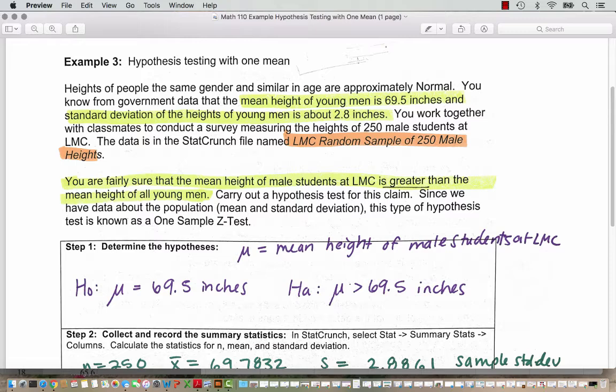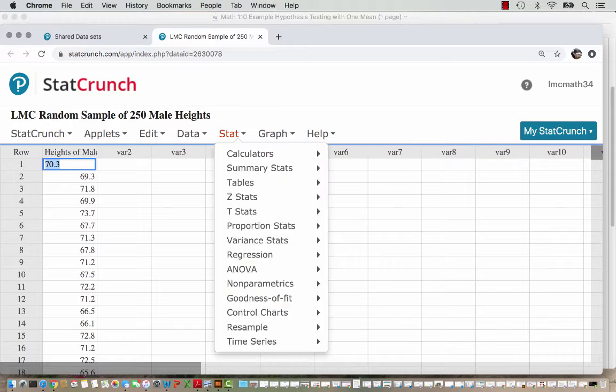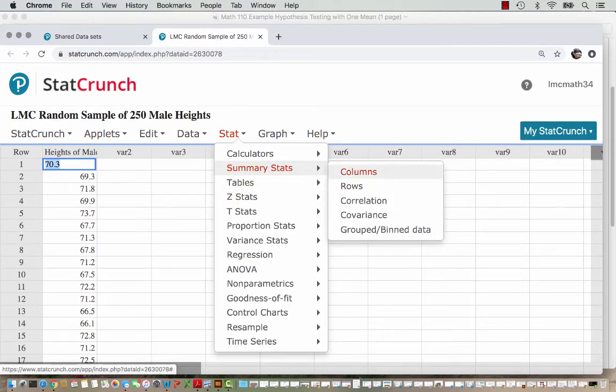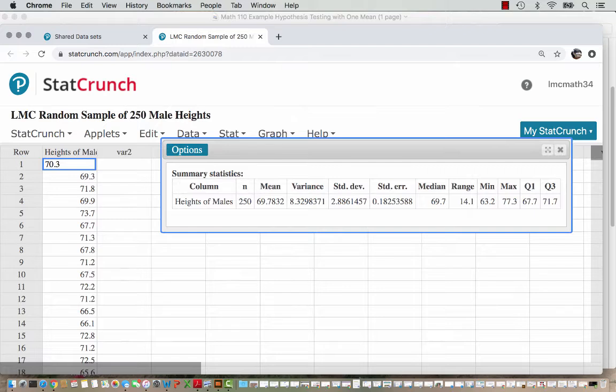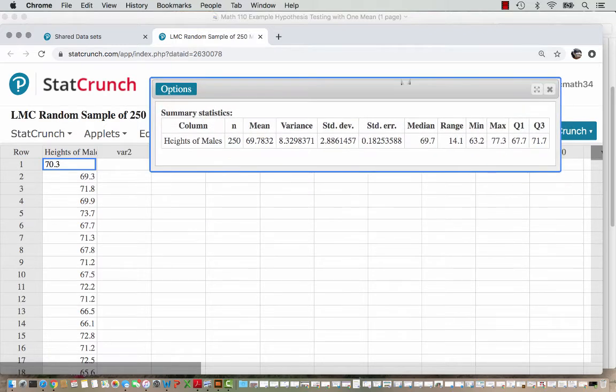So in step 2, we're going to go into StatCrunch and collect and record the summary statistics. So I'm going to go back to our data file in StatCrunch and select Stat, Summary Stats, Columns. And our data is in a column. And then I'm just going to leave everything highlighted so that I get all of the statistics. I don't need to record all of these. What I'm interested in is the sample mean. So we see here the sample mean from the sample of size 250 male students is 69.7832 inches.